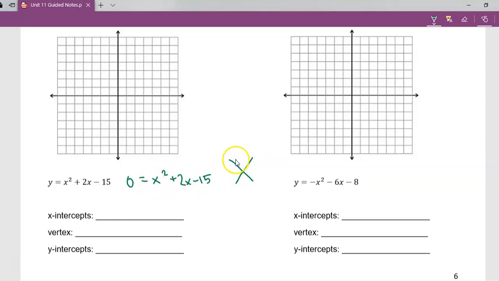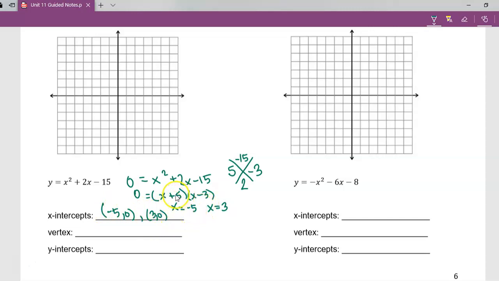C is negative 15. 1 times negative 15 is negative 15. B is equal to 2. So I'm looking for two numbers that multiply to negative 15 and add to 2. So that would be 5 and negative 3. So factored form would be x plus 5 times x minus 3. Remember, we're trying to find the y-intercepts, or sorry, the x-intercepts, so we're going to set y equal to 0. So if I set each factor equal to 0 and solve for x, I'm going to get x is equal to negative 5 and x is equal to 3. So negative 5, 0, and 3, 0 are the x-intercepts.